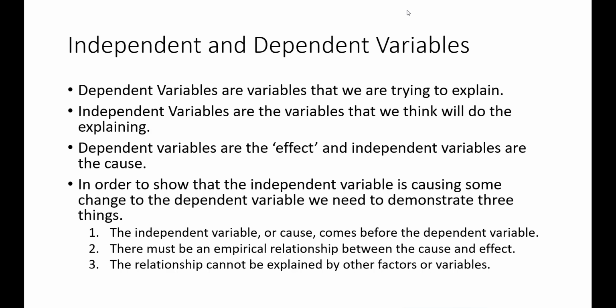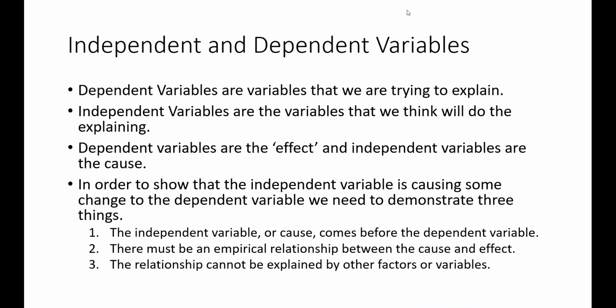In order to show that the independent variable is causing some change to the dependent variable, in order to show what we call causality, we need to demonstrate three separate things. The first is we need the independent variable, or cause, to come before the dependent variable. So what this means is that the independent variable, or cause, has to occur in time before the dependent variable, or the effect, right? And so if we think about this, this makes a lot of sense, right? We can't have a cause come after an effect in time.